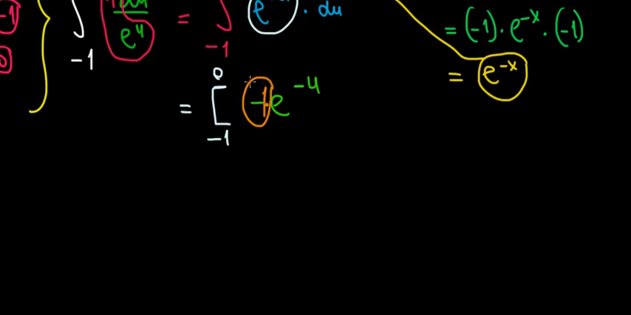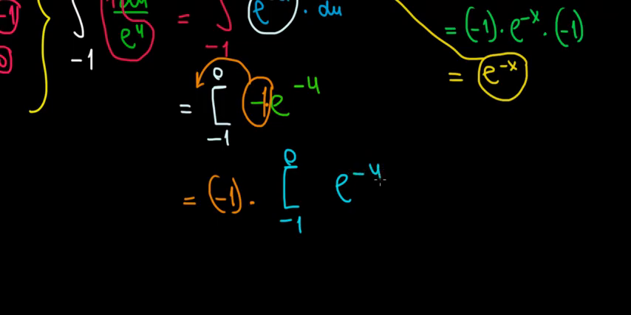Let's take the constant out. So we will have left minus 1 multiplied with, and in brackets we're left with the boundaries between minus 1 and 0, and over here we have e to the power of minus u. What do we do now? We're going to substitute the boundaries into our variable. So we're left with minus 1 times, and in brackets we're left with the following.